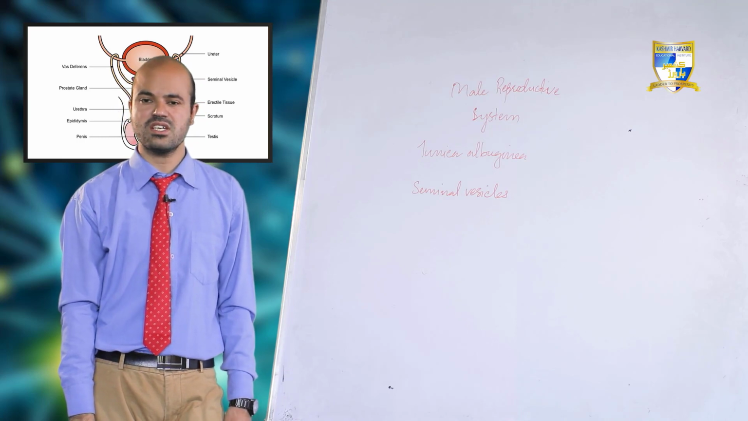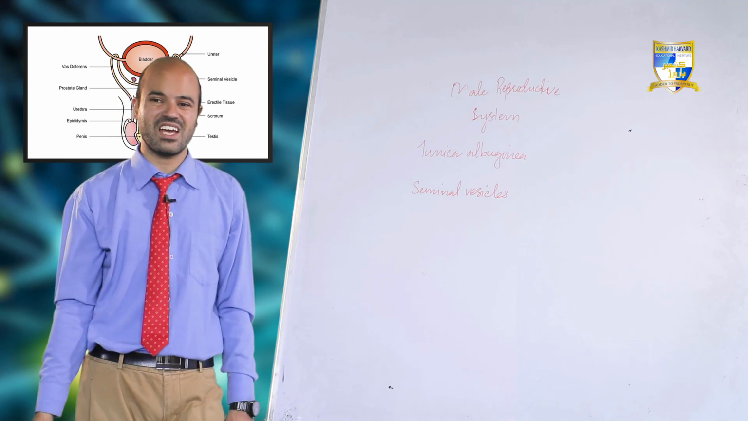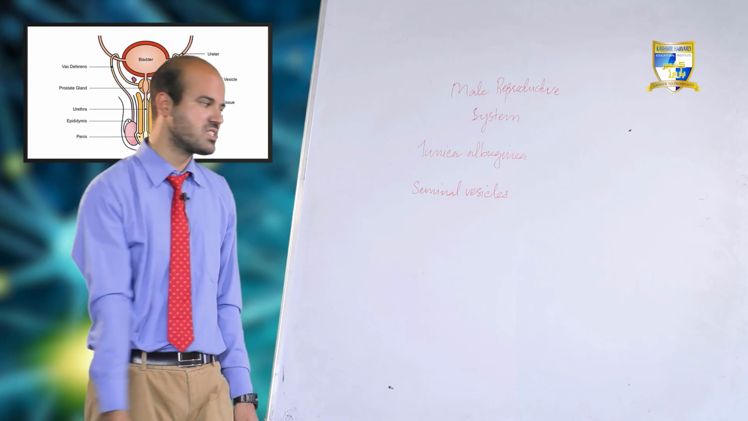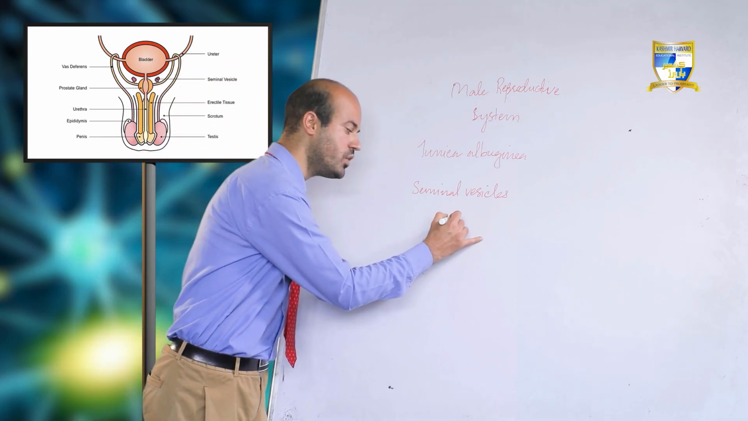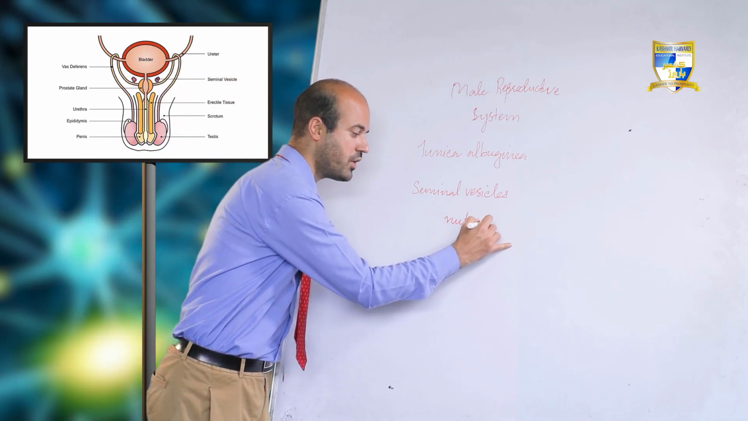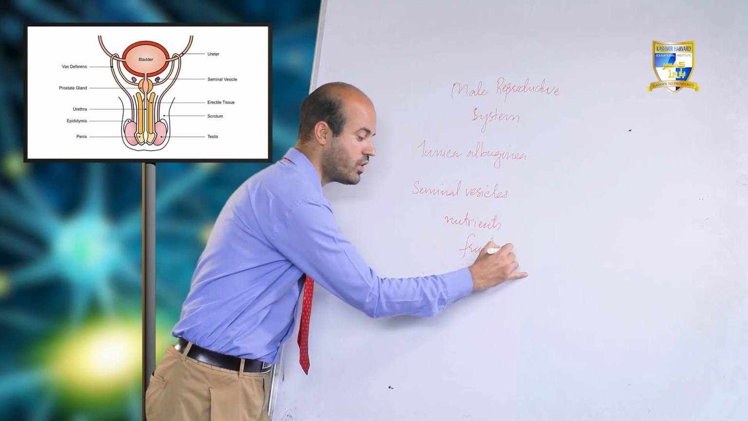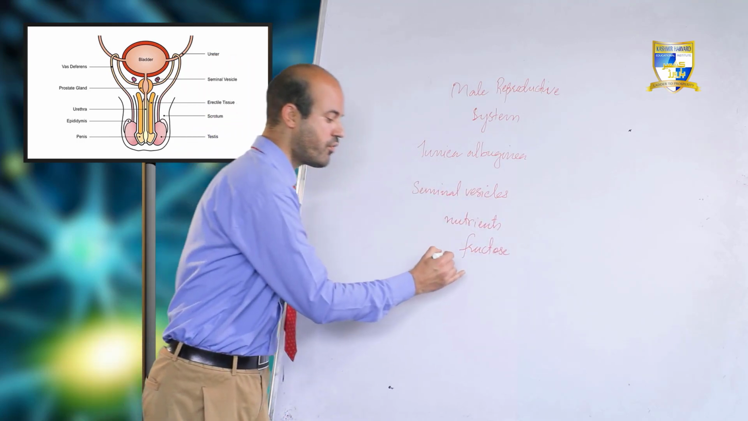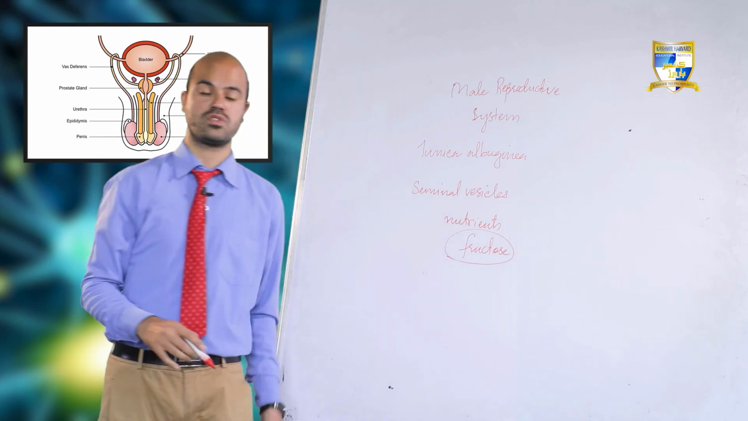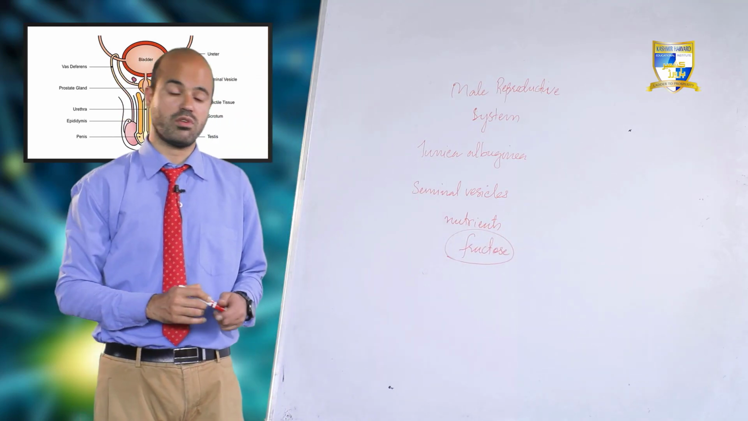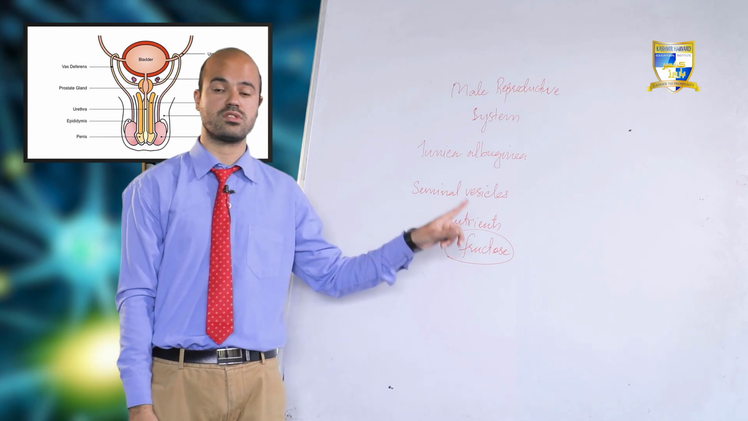They give a secretion which is simply alkaline secretion, rich in nutrients, and the main nutrient which is present in the secretion of seminal vesicles is fructose, which is actually sugar. We can also say this is the energy source for the sperm cells.